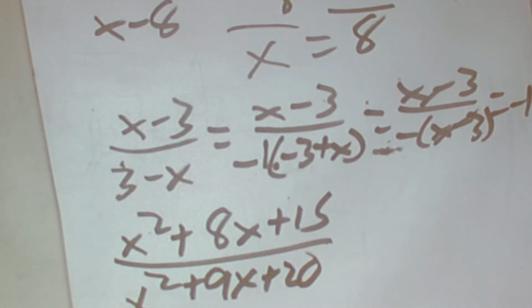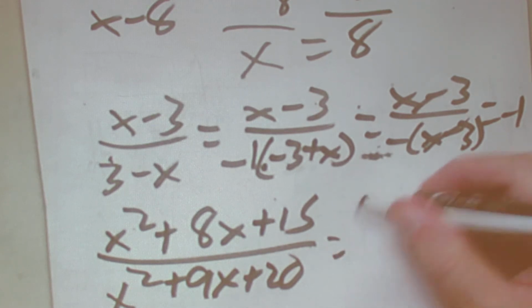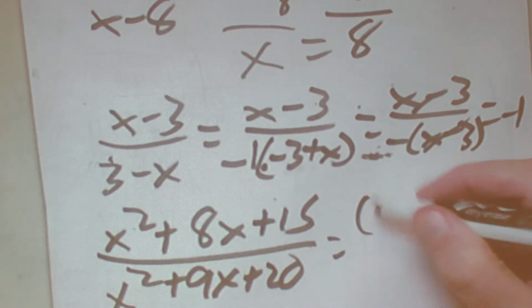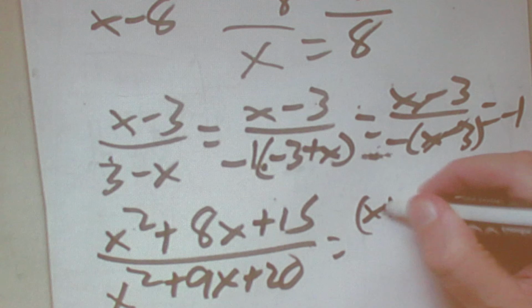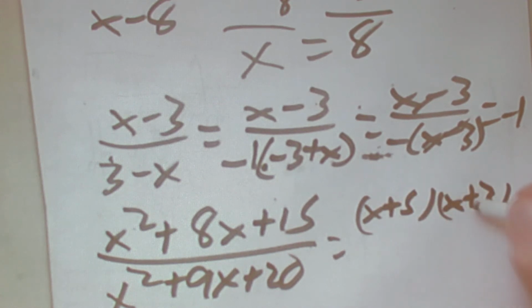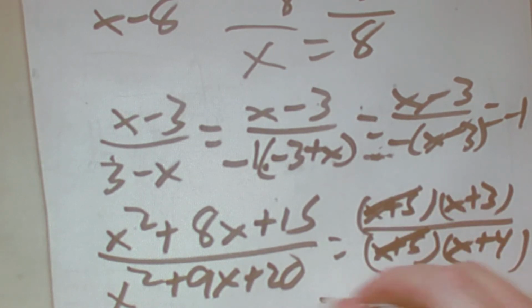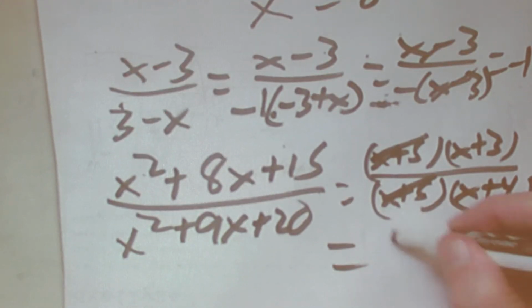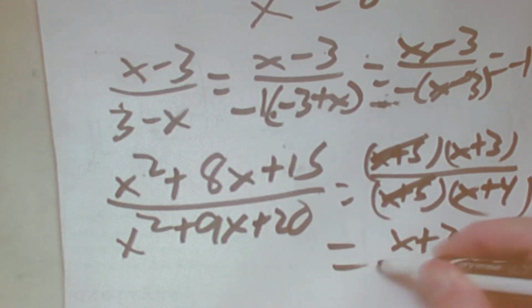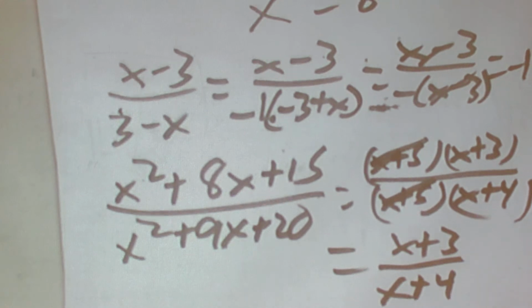Then let's say that we have x squared plus 8x plus 15 over x squared plus 9x plus 20. And we have to simplify this. So what we'll do is first factor the top. We'll have x plus 5, x plus 3. Factor the bottom, x plus 5 and x plus 4. The x plus 5's cancel, and we're left with x plus 3 over x plus 4.